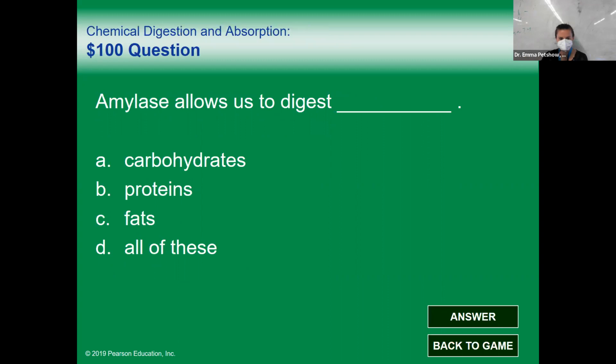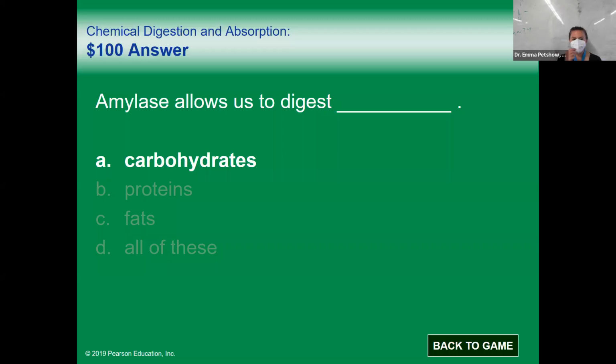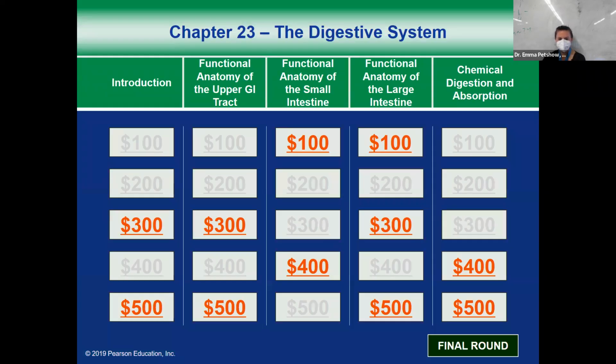Amylase allows us to digest carbs, proteins, fats, or all. We should know this one. Amylase, carbohydrates. Good. Awesome. What next?